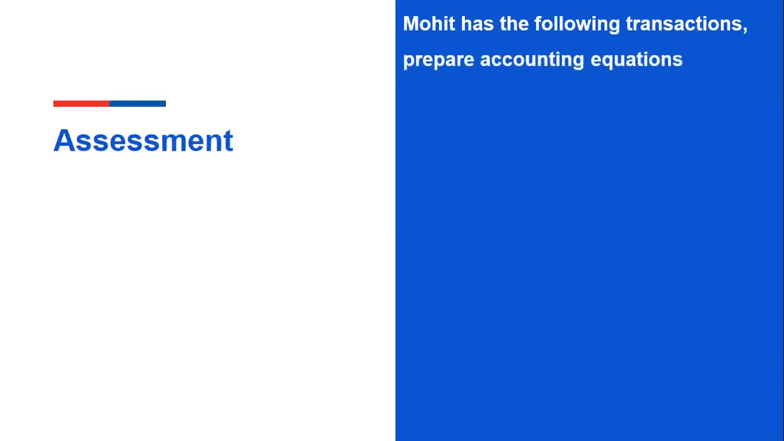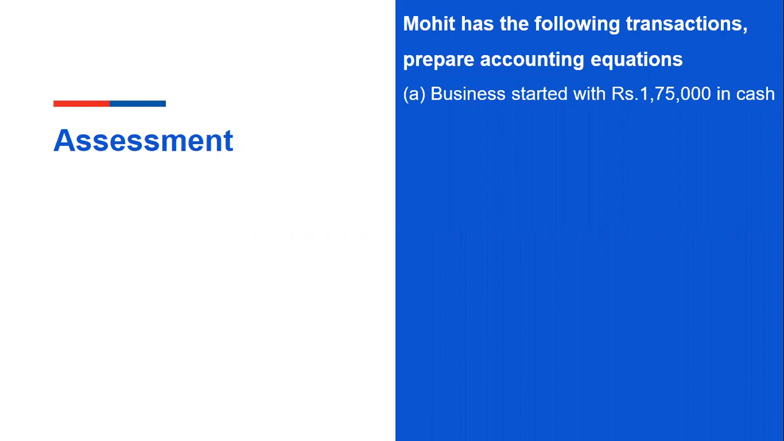Now let me give a practical example of a transaction. So Mohit has the following transactions, prepare the accounting equation. So Mohit wants to record the data in Busy software. How can Mohit record the data? The first transaction you can see, business started with 1,75,000 in cash. So this is the first equation. And business started means you are investing the capital in the business.